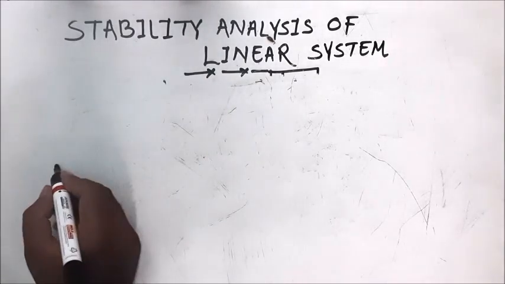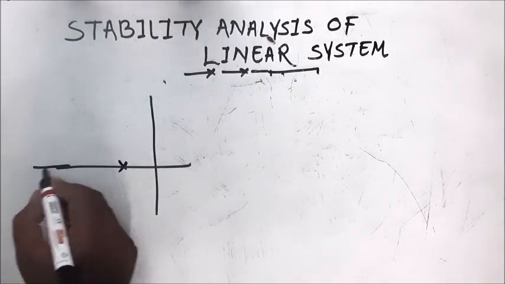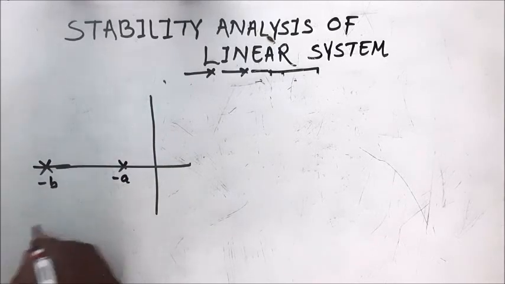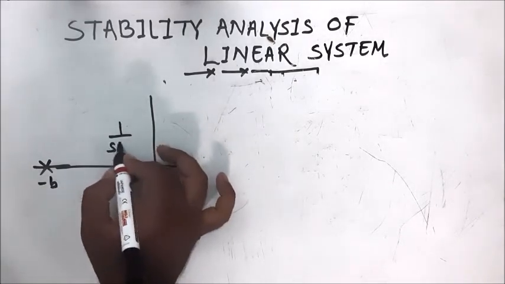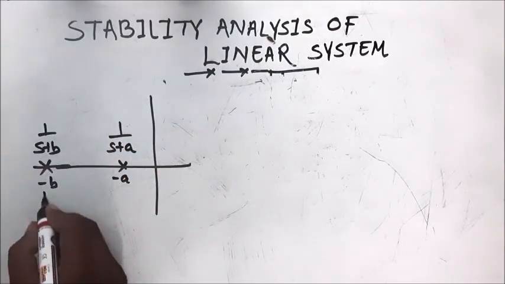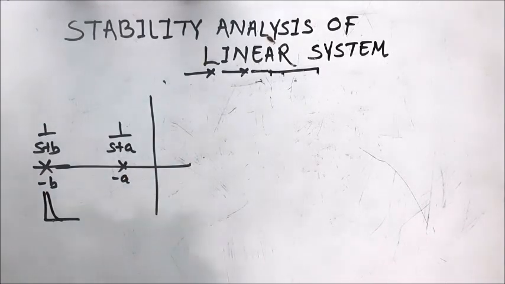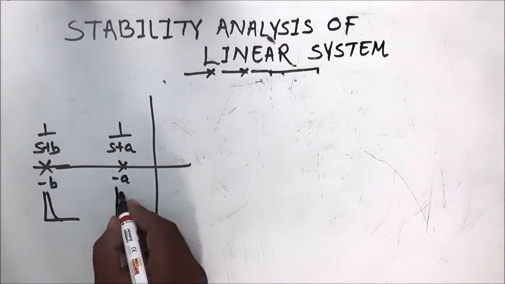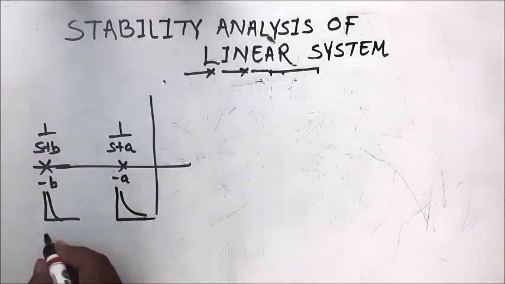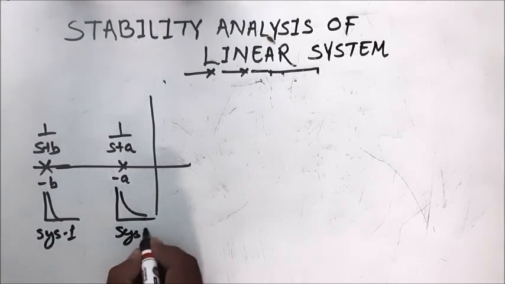So from the earlier diagram, we have drawn a diagram like this. One pole is here, another pole is here. So this is minus A, this is minus B. The system is 1 by s plus A and 1 by s plus B. Here the response is fast because the distance is more. Here the response is slow because the distance is less. So let's say this is system 1 and this is system 2.